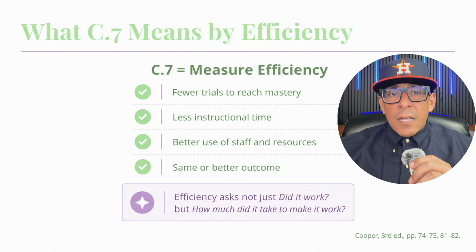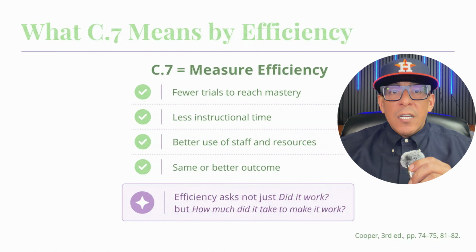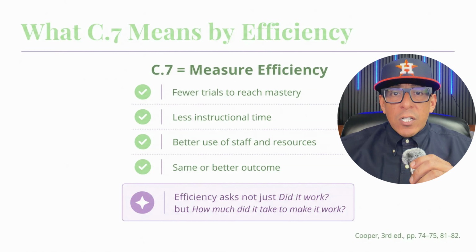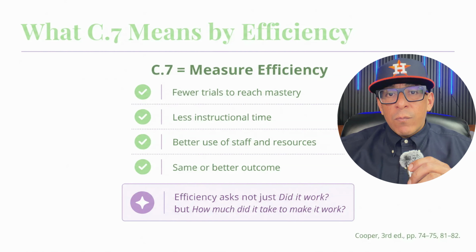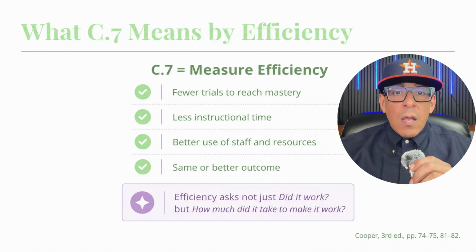So efficiency is not just did it work, it is how much did it take to make it work. For this subsection, the strongest Cooper-based examples are trials to criterion, minutes of instruction needed to reach criterion, and cost-benefit ratios related to proposed interventions. On the exam, listen for phrases like fewer trials, less time, resources, cost, criterion, and which method is more efficient.